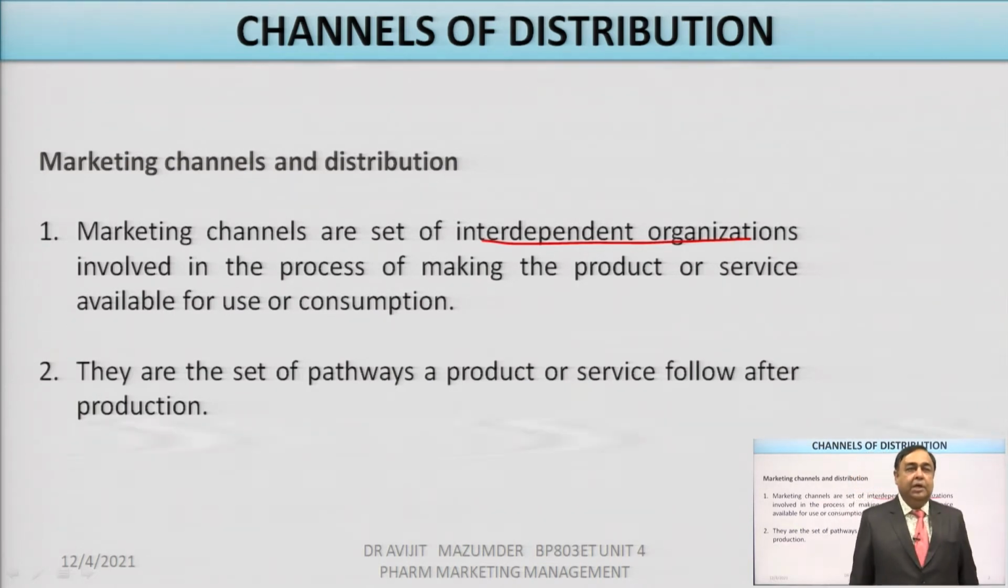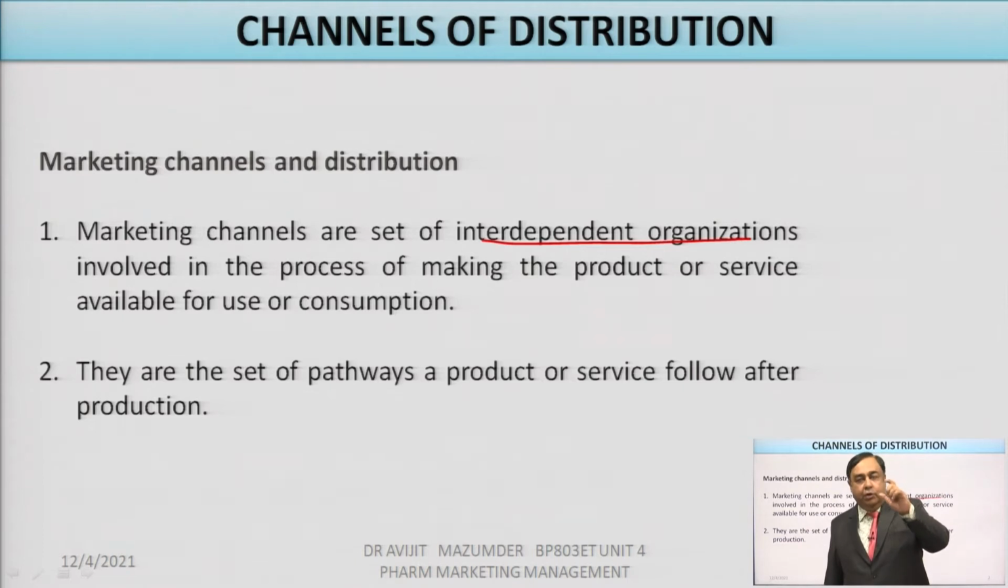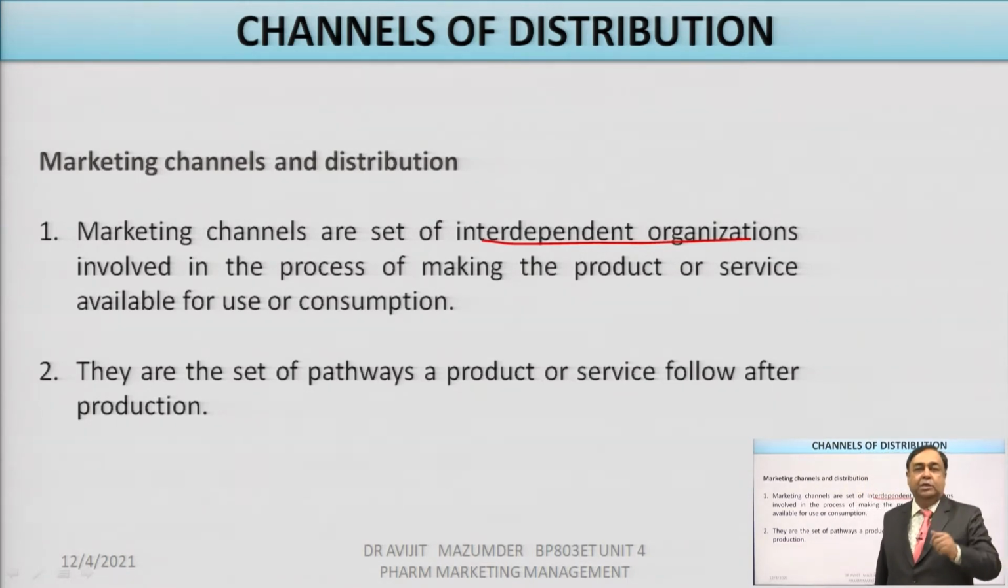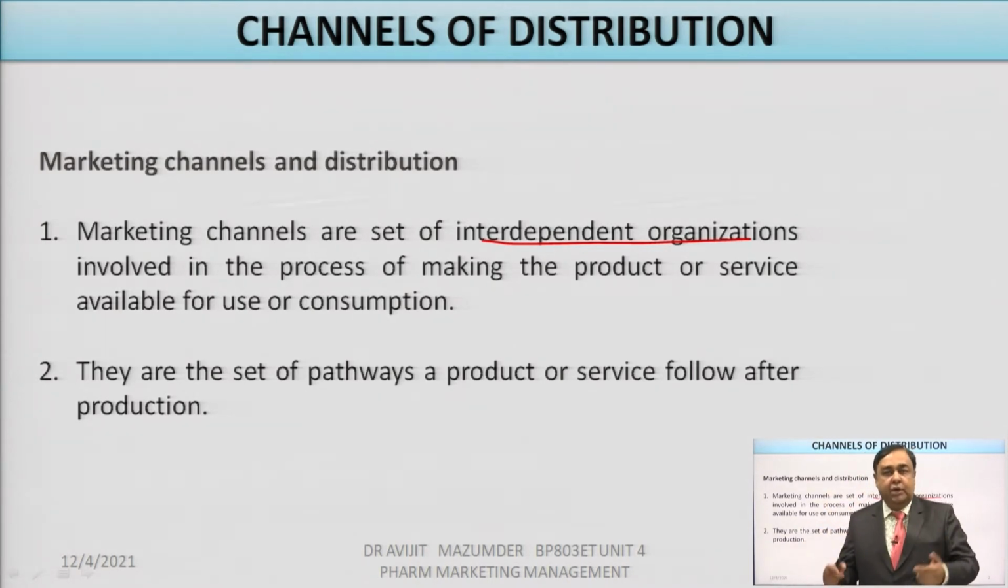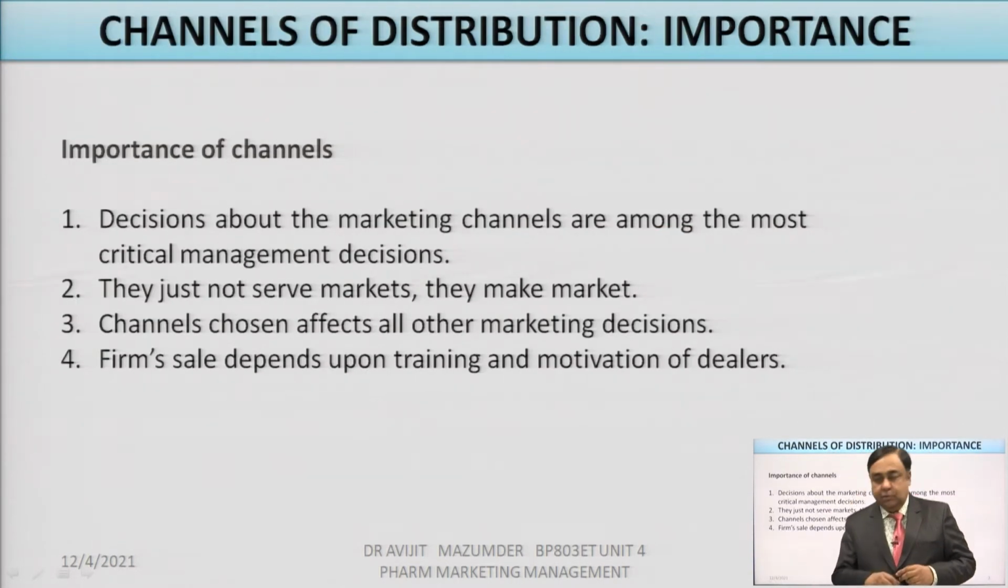They are a set of pathways a product needs to follow after production is over. Whenever your tablet has been produced, whenever your capsule has been produced, whenever your injectable has been produced, it should reach the final end user. Who is your end user? The patients. The route the items follow from the initial stage of production to the final stage, the retail shops and the patients, is what we call channels of distribution.